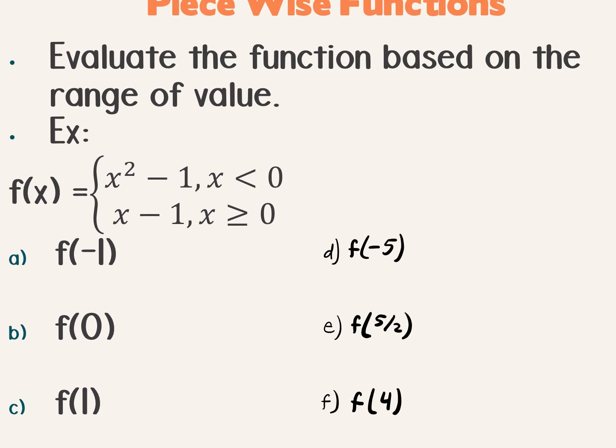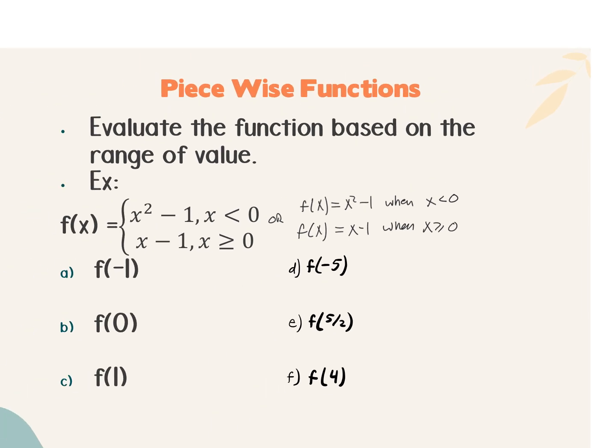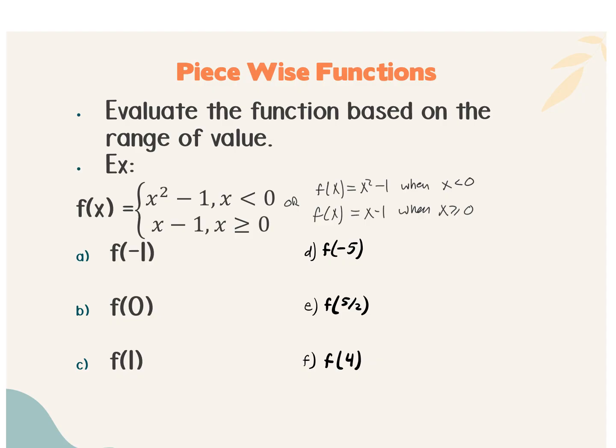I would not write this every single time, but just so that you guys are aware, this is the same as f of x is equal to x squared minus 1 when x is less than 0. And then I have another function, or f of x is equal to x minus 1 when x is greater than or equal to 0. Right? So there's certain x values that you're going to plug into this function, or this one right here, right? So what we have to do is first we're going to look at our restrictions on our x value.